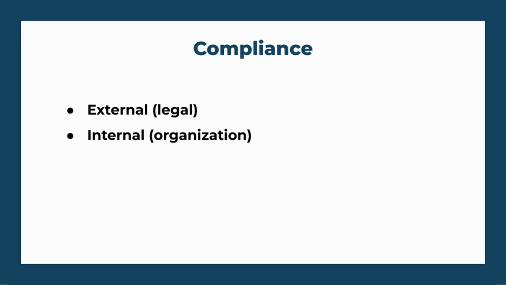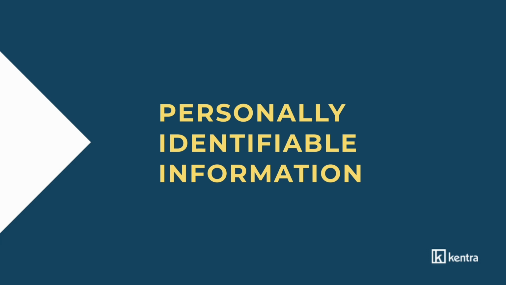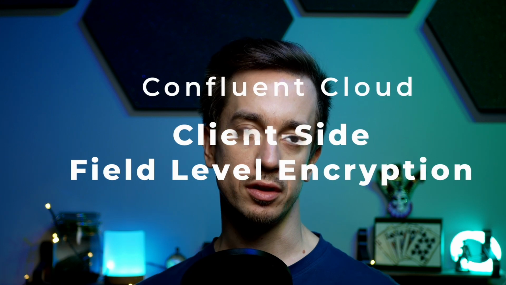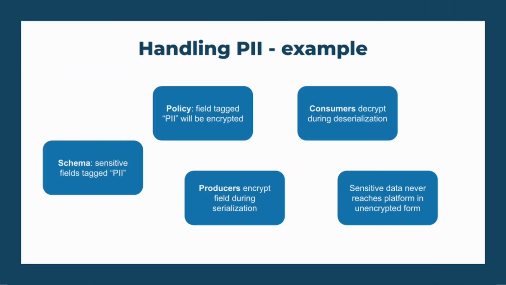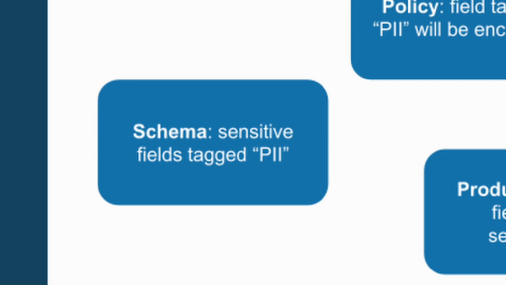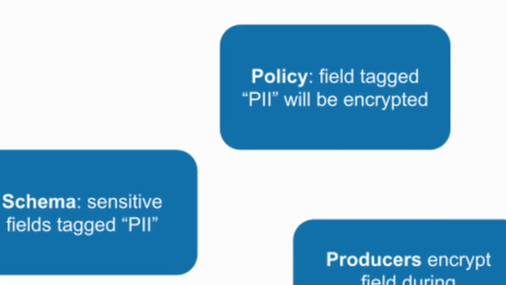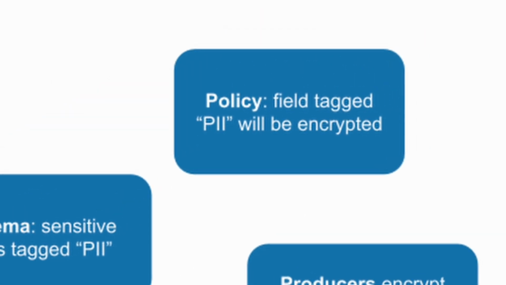And it's not just about meeting these requirements, it's also about having the infrastructure to prove compliance, often through detailed audit trails. Let's take a popular example: handling personally identifiable information. Many regulations require that PII be encrypted. One way to achieve this is through field-level encryption, like the solution offered by Confluent Cloud. You can tag sensitive fields in your schemas, for example with a PII tag, and then implement a policy to encrypt any field with that tag.